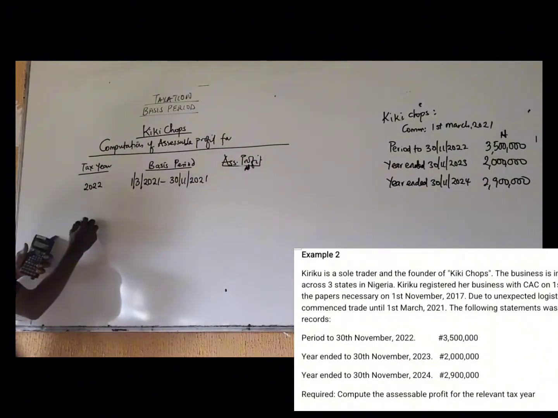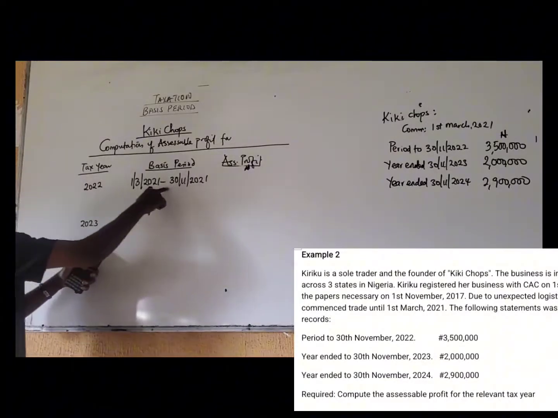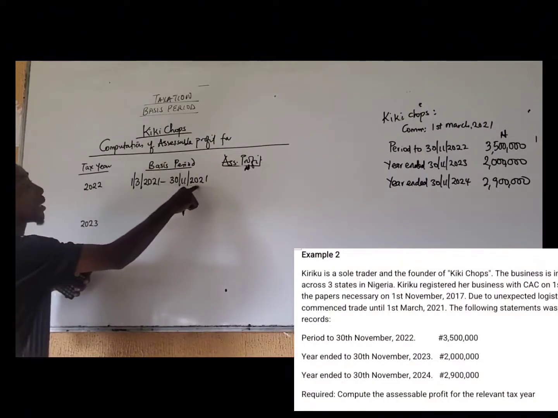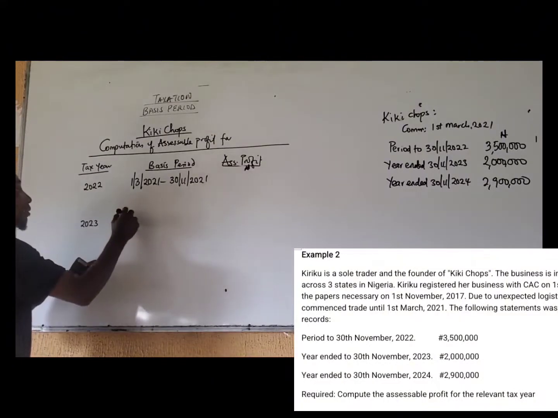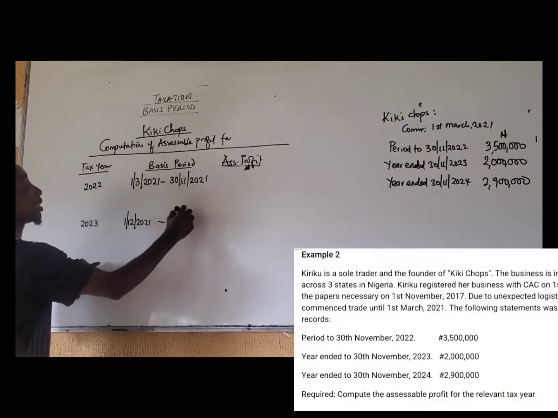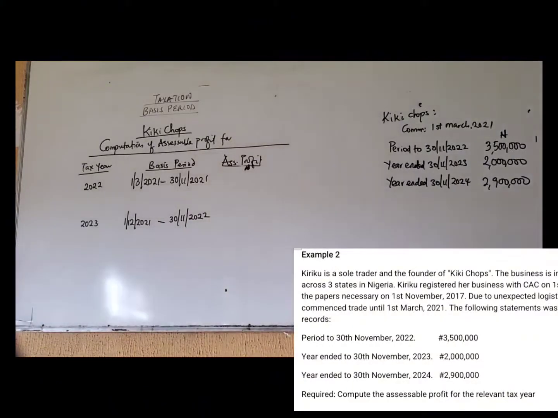Then 2023, the second year, will be assessed a day after the first year end. So after 30th of November 2021, what's the next date? It will be 1st of December 2021. So the second year end, the accounting year end is always 30th of November. So the second year will be what? 2022. So you can either use this approach or you can use the approach of preceding year basis to solve that.